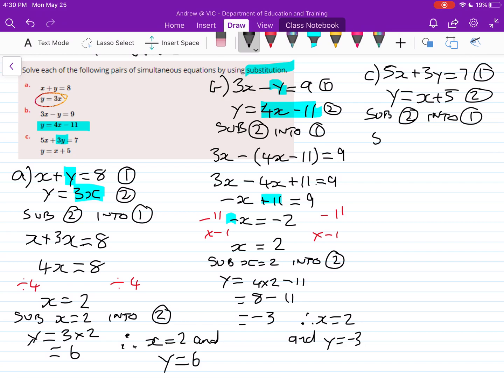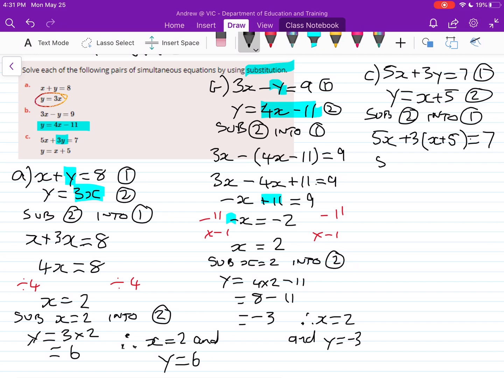So we've got 5x plus 3, and we put our bracket wherever the y is. So this is going to be x plus 5 is equal to 7.